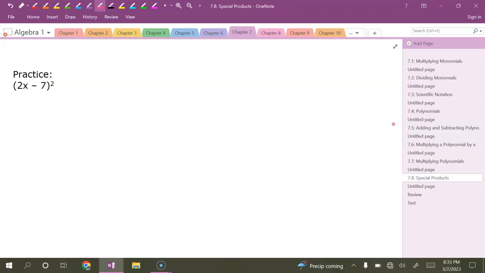Okay, so for this one, you should have squared that 2x, so 2x squared would have given you 4x squared. Then you should multiply the two terms together, 2x times 7, and then double that, and it should have a minus sign in front of it, so that should have been minus 28x. And then the last term is that negative 7 squared, which is a positive 49.